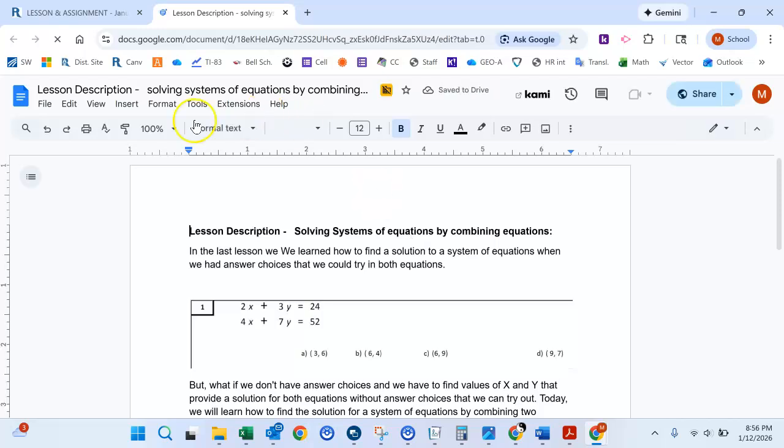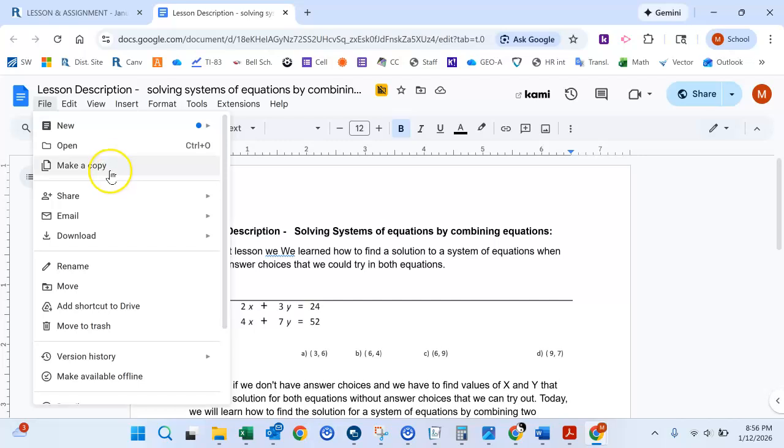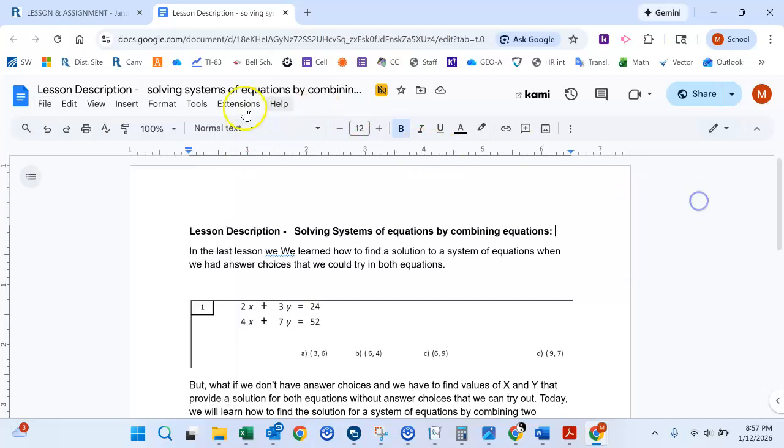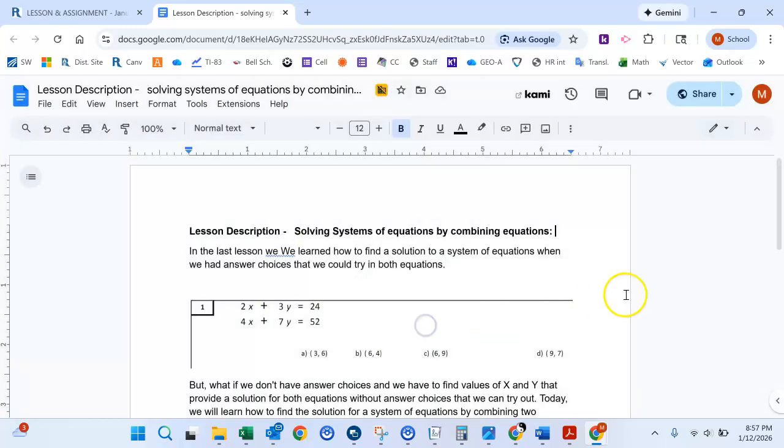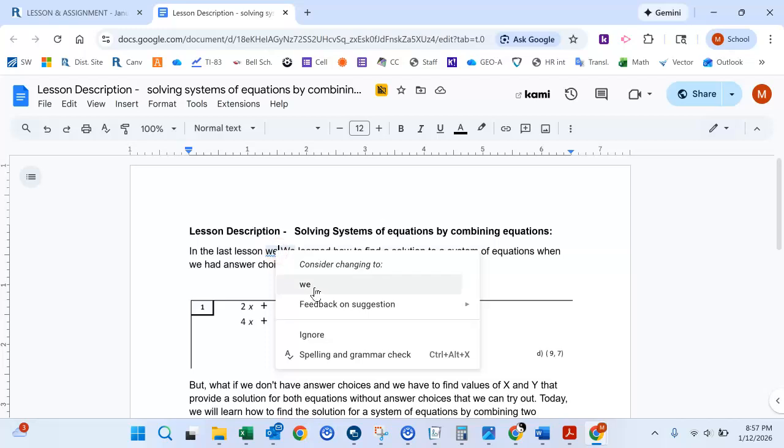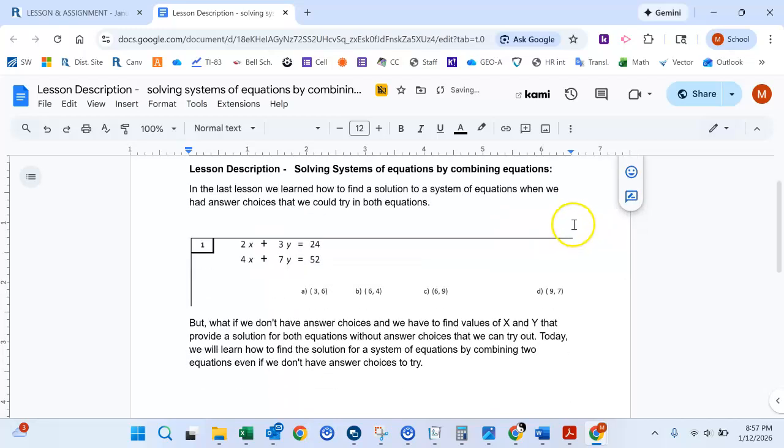And remember that you can translate it if you go File, make a copy, then you'll be able to go to Tools and translate the document, right? So make sure you can translate this to make sure you understand it very well. It's very important that you understand that.